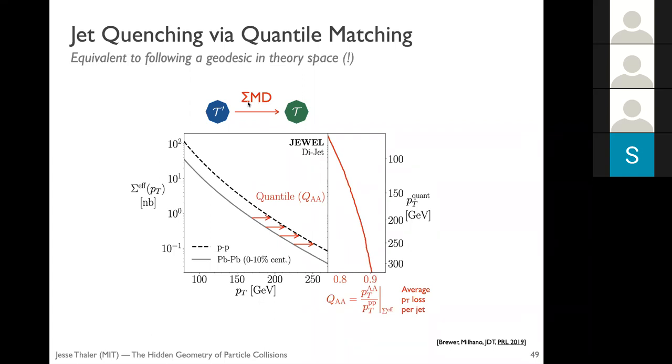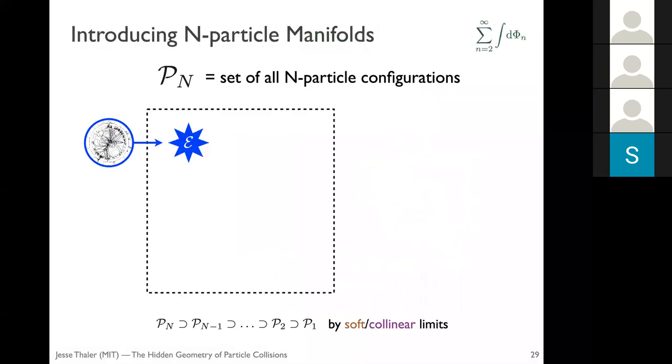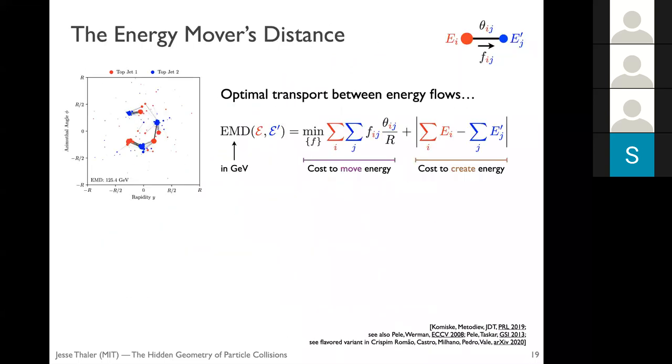Yeah, I had a question. I'm sorry if you talked about this, I missed a bit of your talk there. I wanted to ask you about the formal expression you have for the energy mover distance, where you say you minimize over F. What exactly are the Fs here?